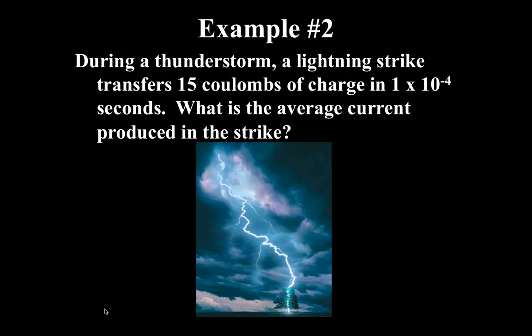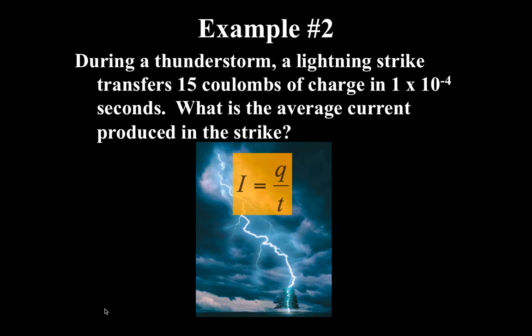During a thunderstorm, a lightning strike, an electrical discharge, we talked about lightning going around the plane. We watched the video of the man sitting in the car being struck by lightning. So a lightning strike transfers 15 coulombs of charge in 1 times 10 to the negative 4 seconds. What is the average current produced in this strike? We are solving for current. We are solving for I. So again, our formula, I equals Q over T.